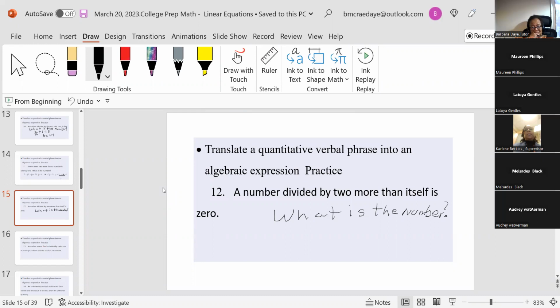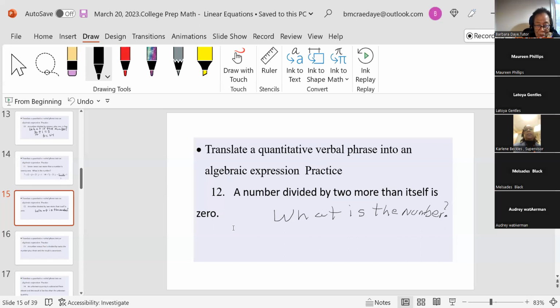Itself. No, what is the value? 1, 2, 3, 4, 5, 6, whatever. What is the number? 2. 1 or 0. 0. Thank you, Maureen. The number is 0. Want to tell everybody how you got that, Maureen? Because the number divided by 2 more than itself is 0.